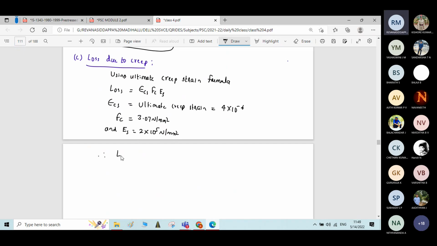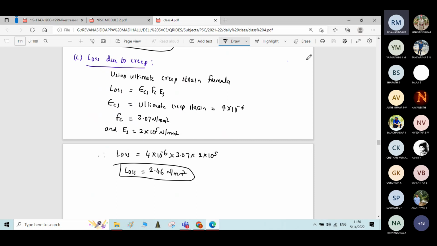Therefore, loss is equal to 4 into 10 power minus 6 into 3.07 into 2 into 10 power 5. By this we get loss due to creep, which is 2.46 Newton per mm square. Now we have calculated three different types of losses: loss due to elastic shortening, loss due to shrinkage, and loss due to creep.